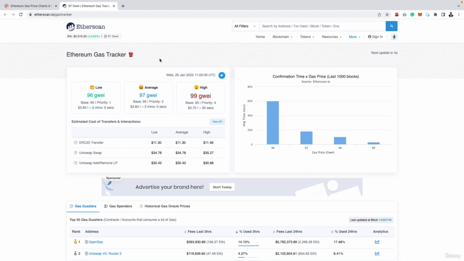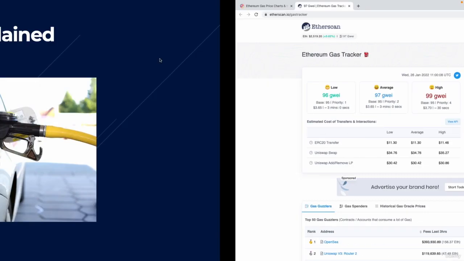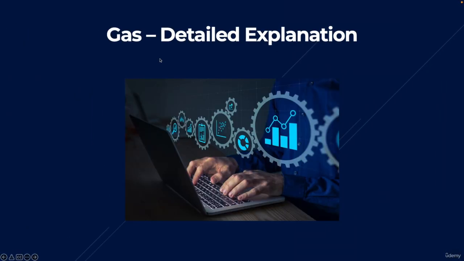I was planning to initially end the video there, but I want to go a little bit deeper into gas and explain exactly how it is calculated, as there are actually 2 other variables which are used in addition to network congestion.